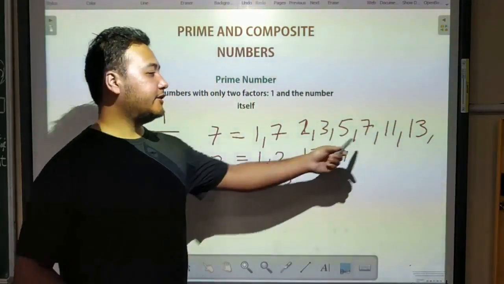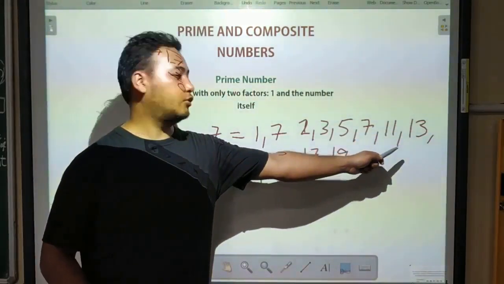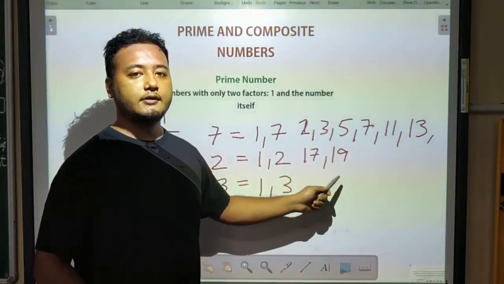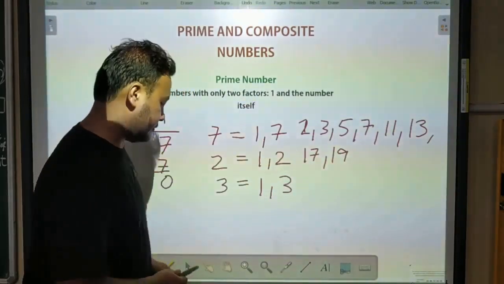You can try dividing them with any other number. You will see that you will be unable to do so. You can only divide these numbers by 1 and the number itself. That is, they have only 2 factors and they are your prime numbers.